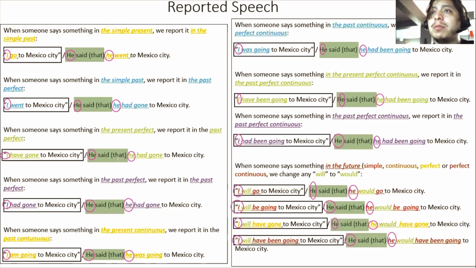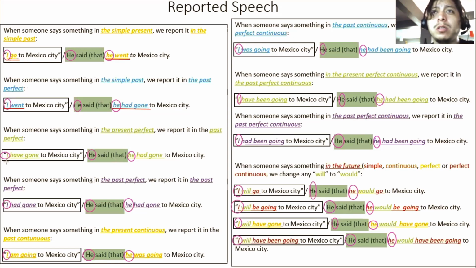to change the time tense, okay? So if the direct speech is in the present, I go, you report it in the past. I go to Mexico City, he said that he went to Mexico City, okay? When they are using the simple past, I went to Mexico City, we report it in the past perfect. He said that he had gone to Mexico City.